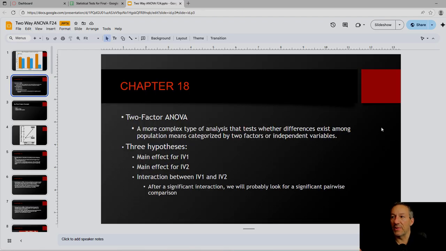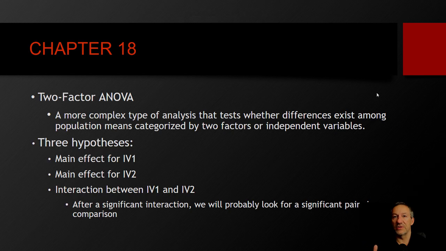Two-factor ANOVA, a more complex type, where we're looking to see if there are differences in those population means, like I was just talking about. We're going to have 3 different hypotheses: a main effect for the first IV, a main effect for the second IV, and an interaction between those 2 IVs. If we get a significant interaction, then we're going to look and see if we can find significant pairs. Those pairwise comparisons that we did for the one-way ANOVA and the repeated measures ANOVA, we're going to do those with the 2-way as well.